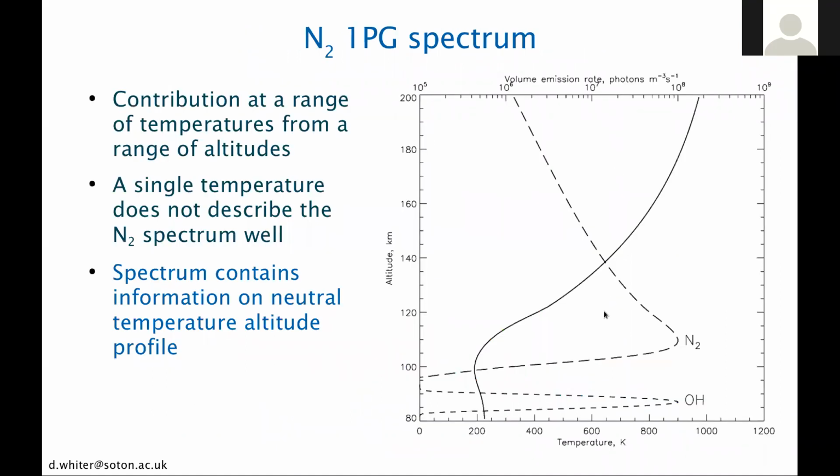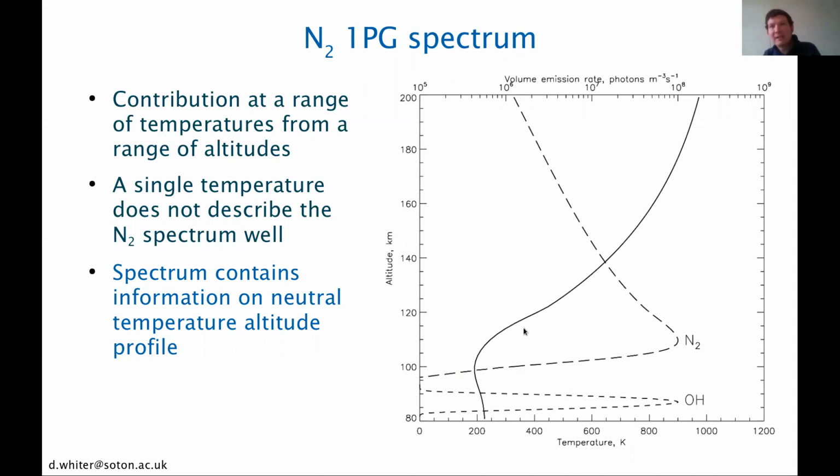However, it's not actually that simple, because the N2 emission comes from a range of altitudes. So this is just an example N2 volume emission rate profile in a dashed line here. This is like the brightness of the aurora as a function of altitude, which is on the y-axis. And you see it's distributed over quite a wide range of altitudes, and it's in a region where the neutral temperature varies a lot.